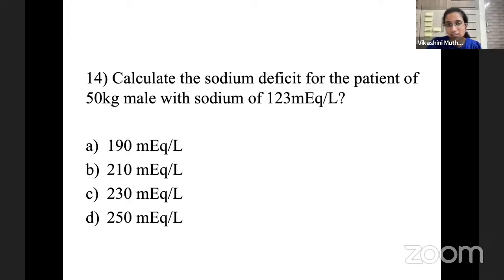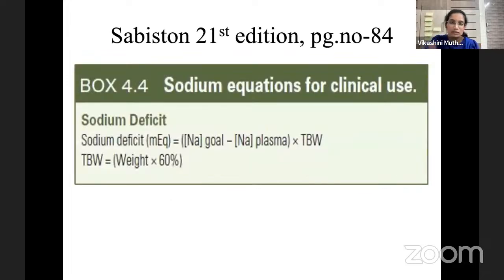Calculate the sodium deficit for a patient, a 50 kg male with sodium of 123 milliequivalents per liter. So I'll give you the formula also. There is a formula in Sabiston. Sorry guys, I mentioned Bailey as 21st edition. It's Sabiston 21st and Bailey 28th edition. So wherever you say Bailey, it's 28th edition.